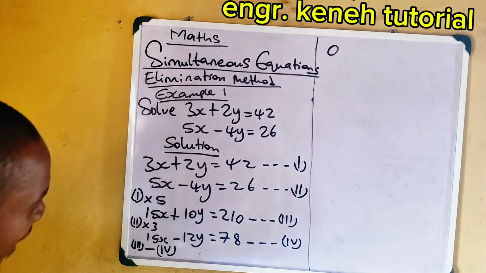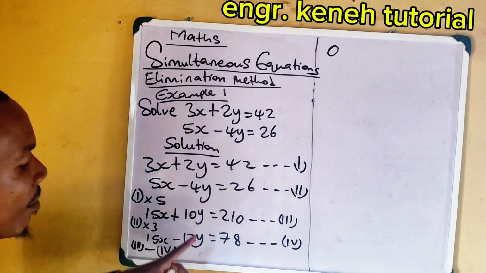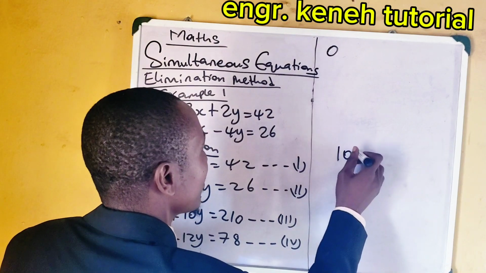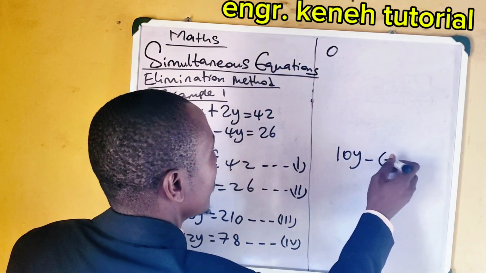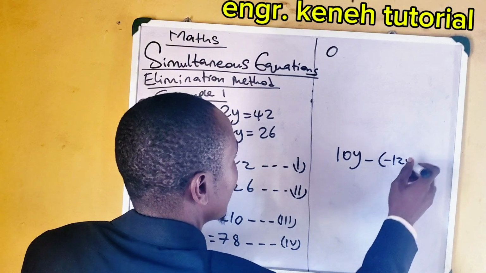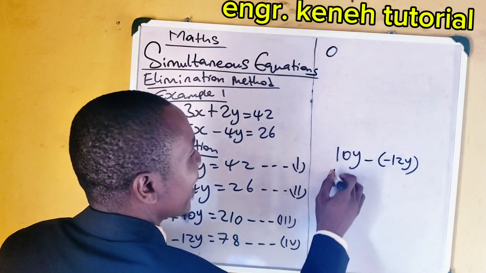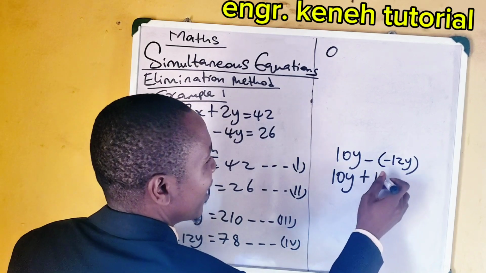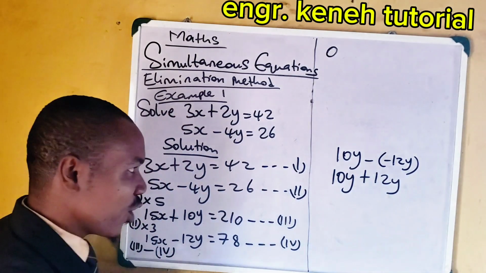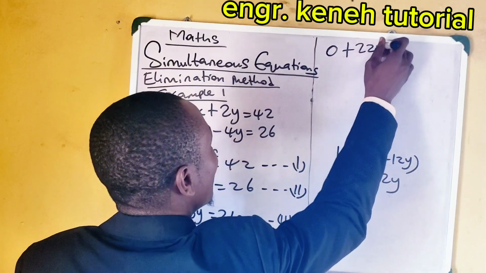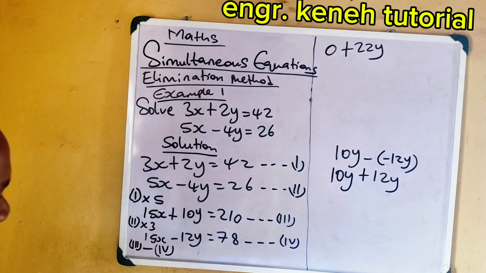Alright, so what do we have here? We have 10y minus 12. Look at it here. 10y minus 12, like this. Can you see that? Opening this bracket, this will give you 10y. Minus times minus will give us plus, like this. And that will give us 22. So here you are going to have plus 22y. Can you see it?